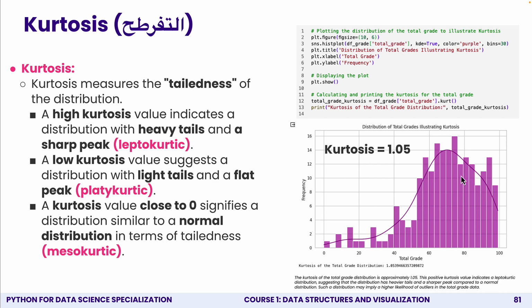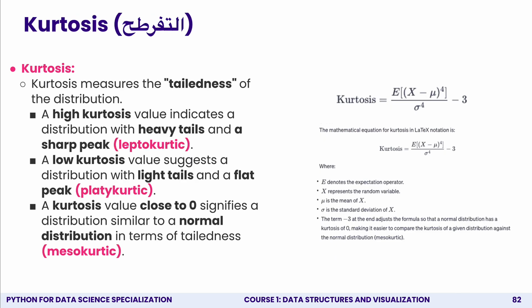What's the function for it? This is how we calculate it. The mathematical expression is similar, but it's at the power of 4, minus 3. Here the minus 3 adjusts the formula so that the normal distribution has a kurtosis of 0. So when it is 0, it's almost a normal distribution. This visually helps to identify whether the kurtosis is close to 0 or not. It's just for the need of computation, to have a normal distribution with a kurtosis equal to 0. Okay?